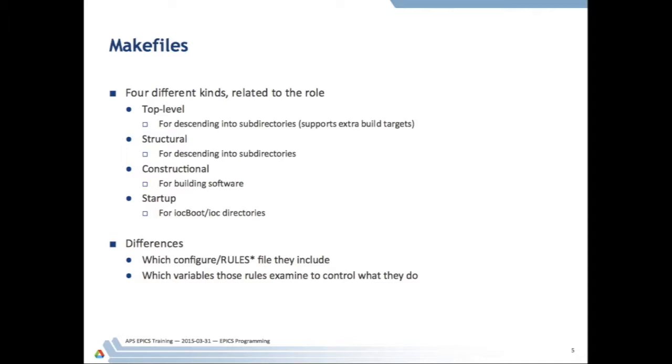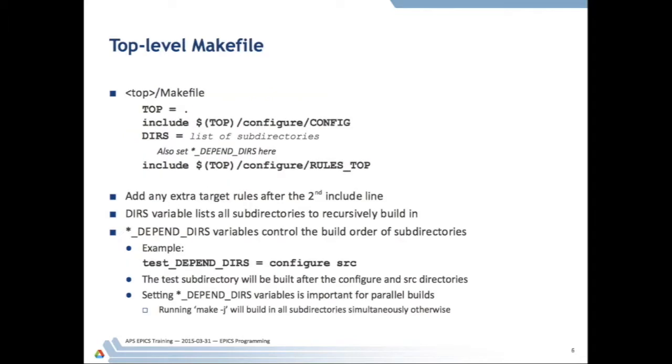You may in some cases add some extra rules beyond that, but that's basically the differences between these four different kinds of makefile. So the top-level makefile, here's an example of the contents of it. We start by defining the top variable. In this case, because we are the top-level makefile, top is always dot. And then we have to include this configure config file, which sets up a whole load of variables.